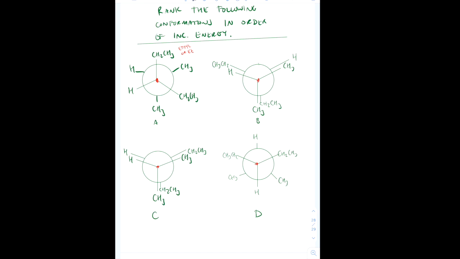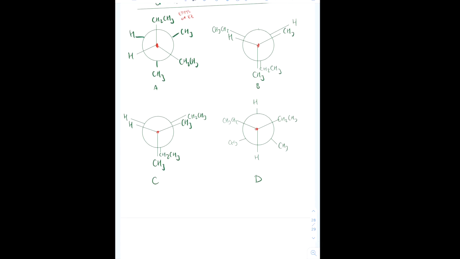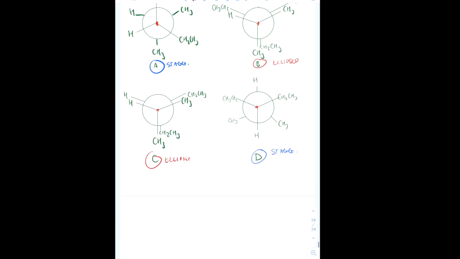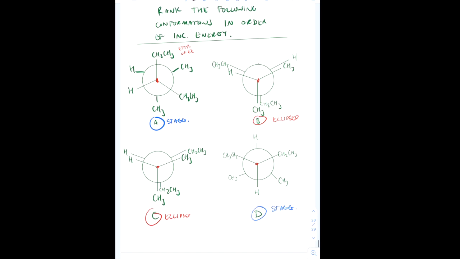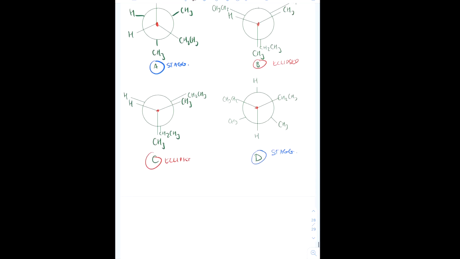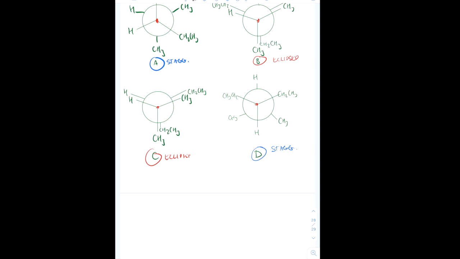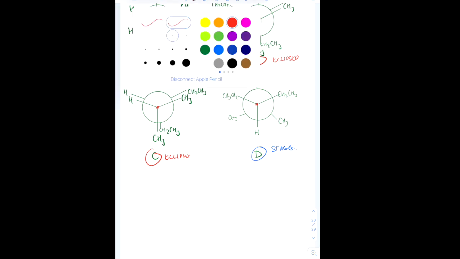All right, so let's see. First things first. Are any of them eclipsed or staggered? Yes. Okay, that's how I would classify them. So this one right here is staggered, right? It's some kind of staggered, and we don't need to classify it further right now. This is also some kind of staggered. And this one right here is some kind of eclipsed. And this one right here is also some kind of eclipsed. So we know that staggered, what are we supposed to do? We're supposed to write them in an order of increasing energy. So we know that A and D are going to be lower in energy than B and C.